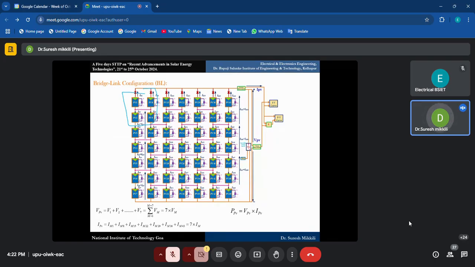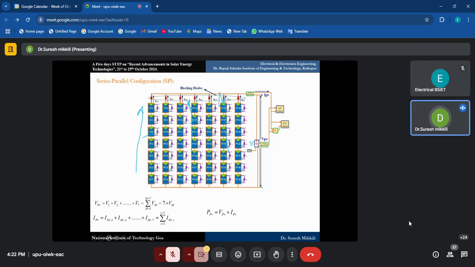So what they will do, these 4 modules together, one tie they will do. Next 4 they will take. They will not take alternate. They will take alternate one. They will not take this one. They will not take here. If I take a tie here, so try to understand. I will draw here. You will understand more.